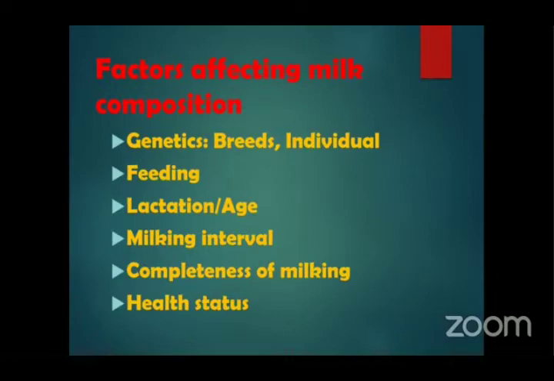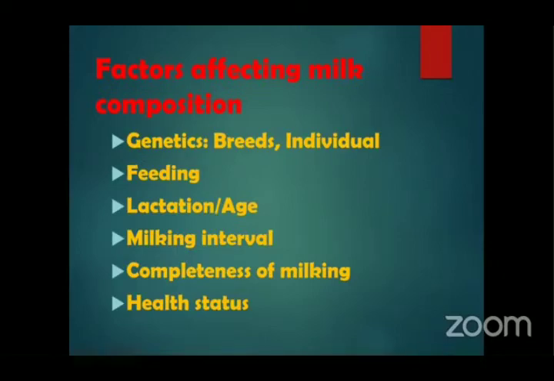Then also the lactation stage. If you look at a lactation curve, you would see each and every stage is going to be different. Then also the age. If you compare a heifer, a first calver, and an animal in the fifth or sixth calving, there are going to be such differences. Then also there is the milking interval. The morning milk, the noon or the evening milk is going to be different. That's why, as we're going to talk about sampling, we need to resample in all the samples.